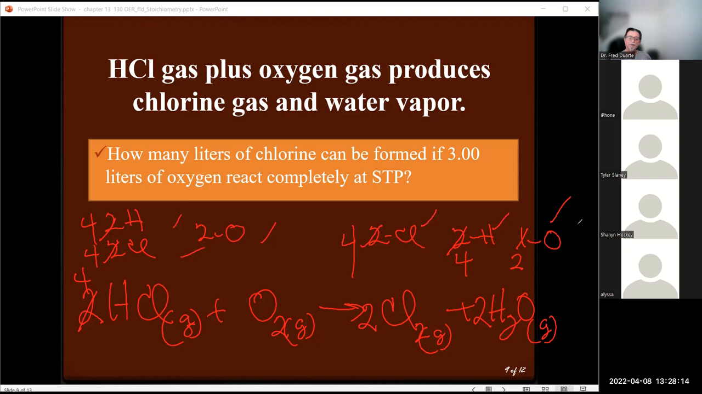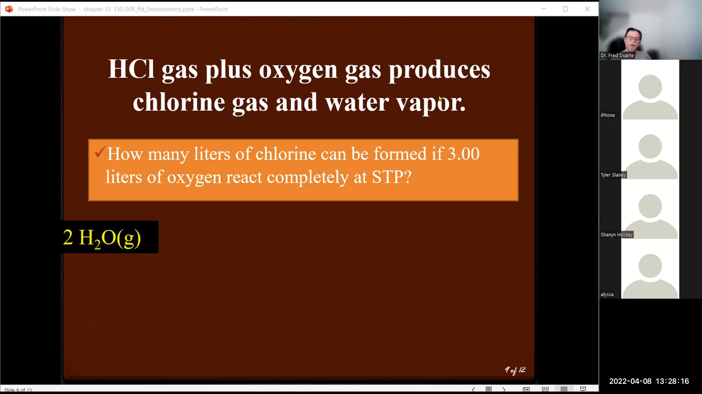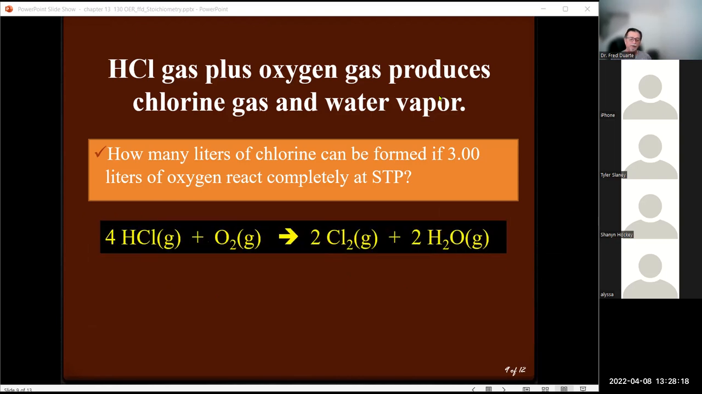So let me clear it up. Here we go. Our stoichiometric relationship is 4 HCl per 1 oxygen. It gives us 2 chlorine and 2 waters. This, by the way, is not a very nice reaction because you generate a poisonous gas, Cl2.